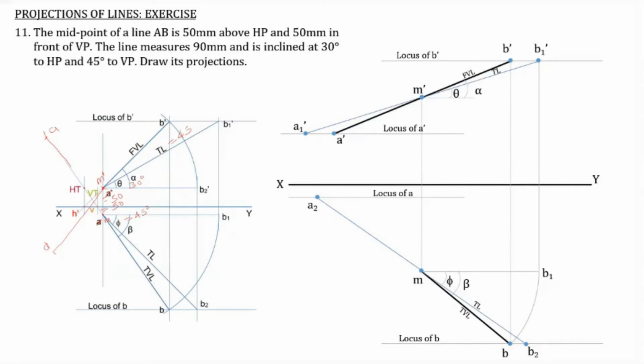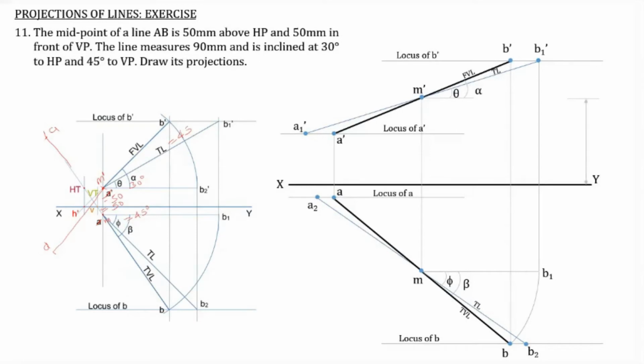Now here also in the top view you can extend MB in the opposite direction so that it will intersect with the locus of A at a point. This point will be point A. And this is another check, that is A dash and A are in the same vertical line, since it is the projection of the same point. So now you can measure the values alpha, beta, top view length, front view length, whatever you need.